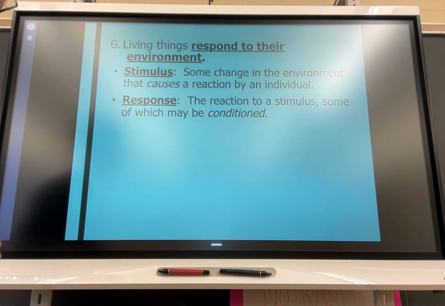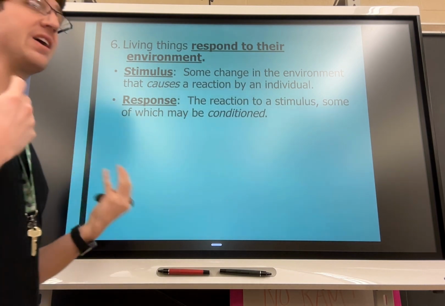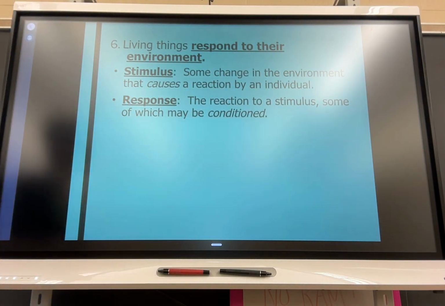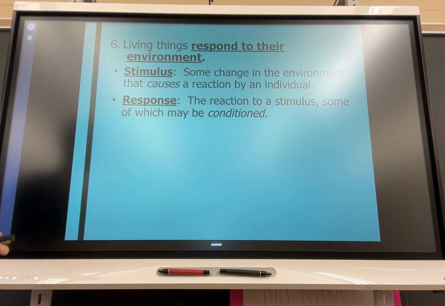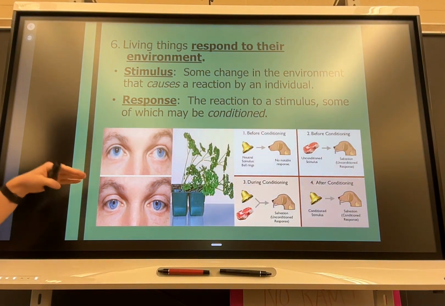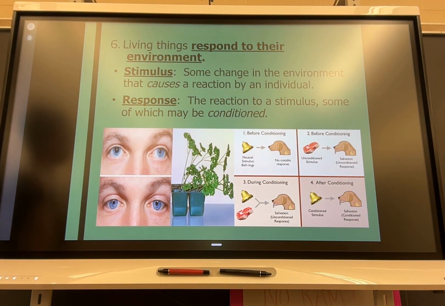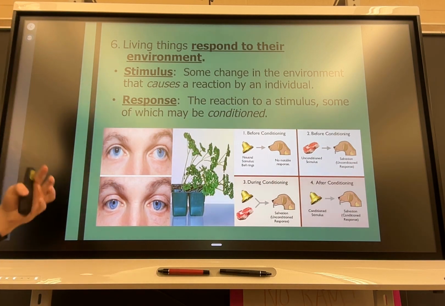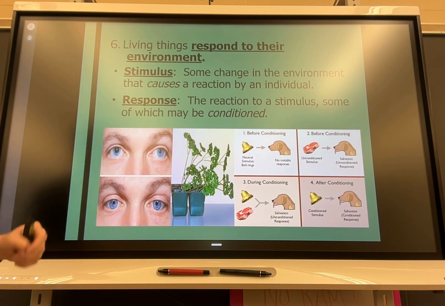For example, if you walk outside and it's 30 degrees, your body will respond by shivering. Or if you walk outside and it's 100 degrees, your body will respond by sweating. Other examples, eyes dilating. So again, if you get really bright light or really dark light, your eyes will adjust to be able to see in those conditions.